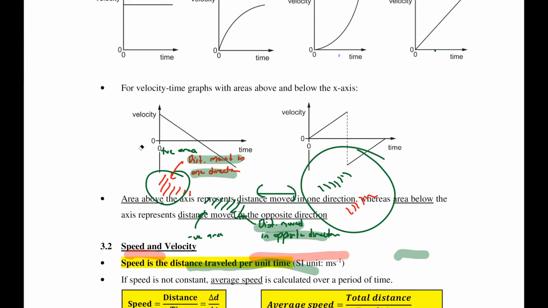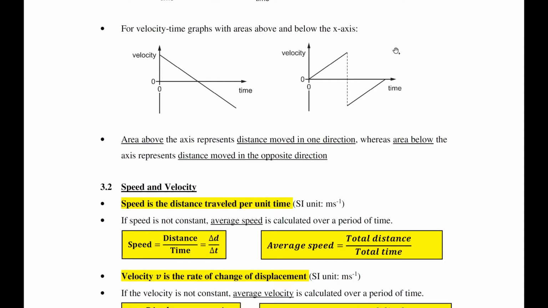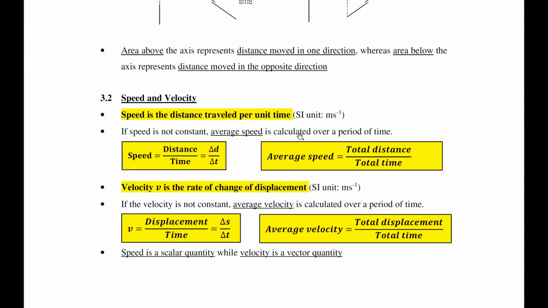We also have something called speed and velocity. Now, speed and velocity basically tells you how fast you're moving. Again, there's two terms here. Speed is just distance traveled per unit time, measured in meter per second.